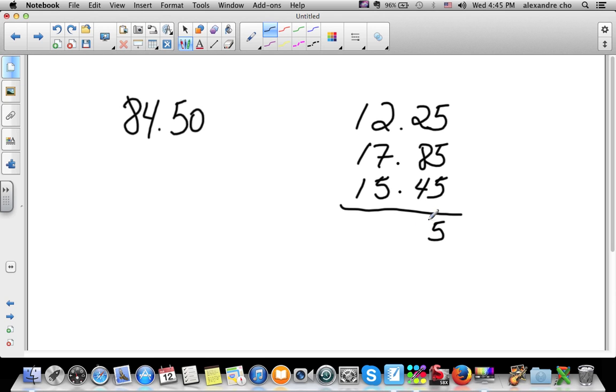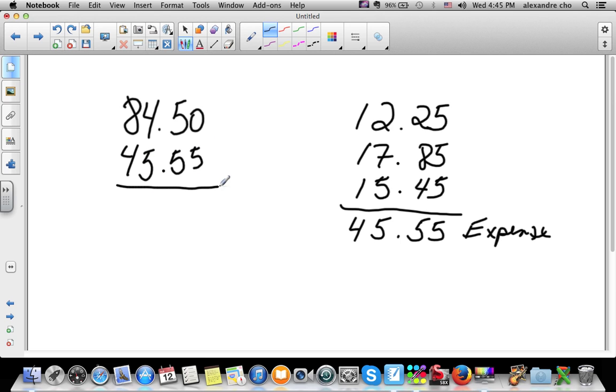15, carried the 1, that's another 15. Carried another one, that's another 15. And according to my calculations, he ended up spending $45.55. You can write expenses here. And then obviously he started with 84. Let's see how much he has left over once we calculate everything.